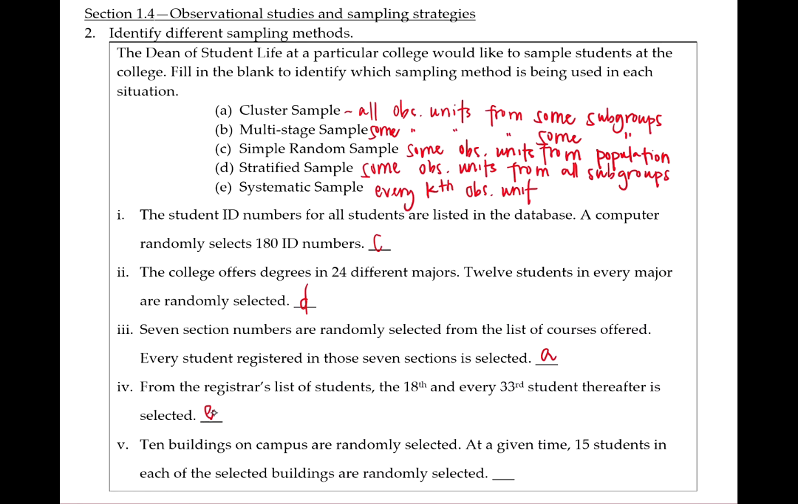And finally, part 5, 10 buildings on campus are randomly selected. At a given time, 15 students in each of the selected buildings are randomly selected. So now we have subgroups of buildings. We're randomly selecting 10 of those, so that's some subgroups. And from the subgroups, we're randomly selecting 15 students, so some observational units within the some subgroups. That is a multi-stage sample.